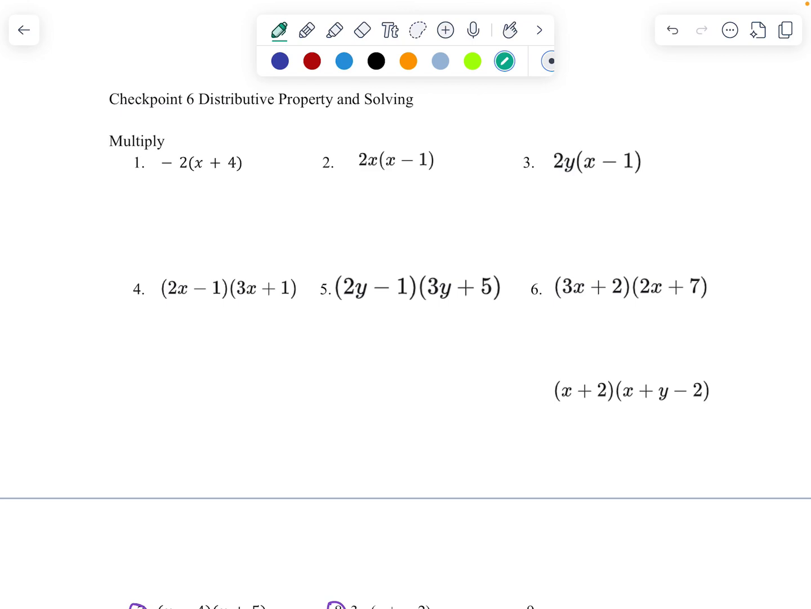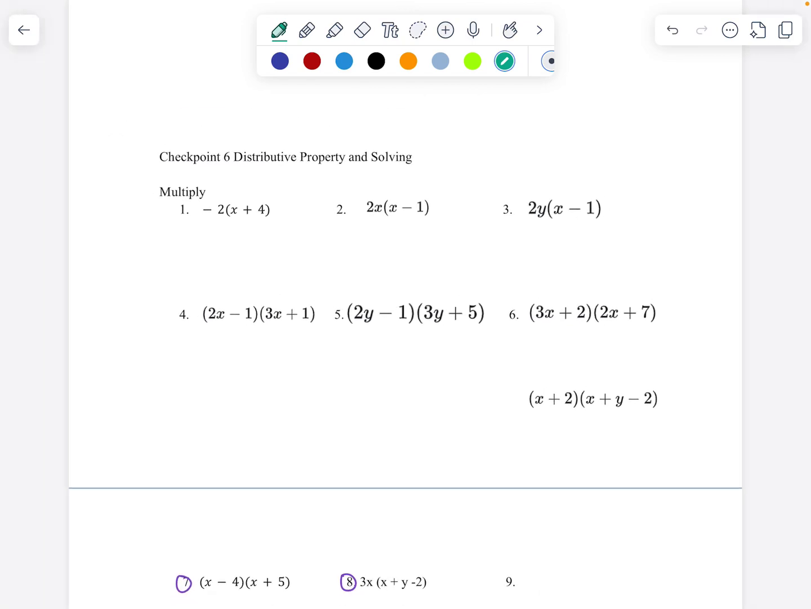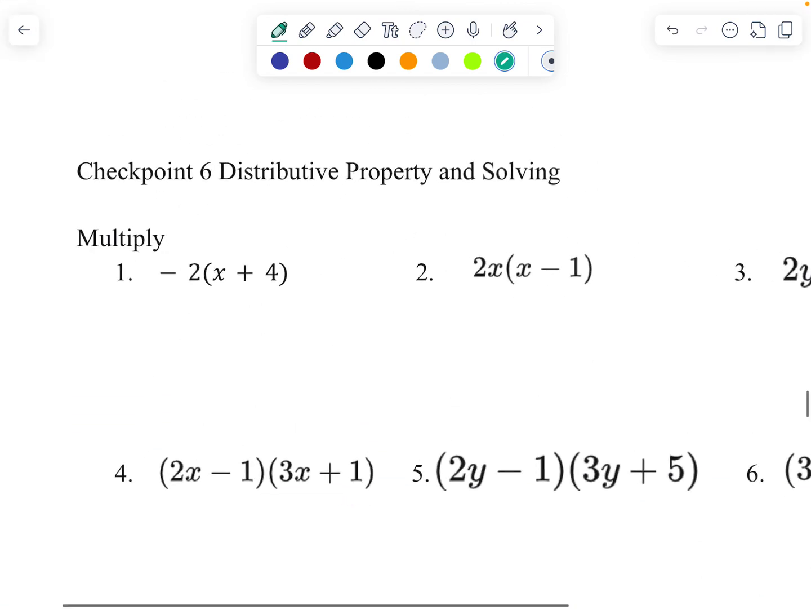All right, today's checkpoint is the distributive property and solving. Now when we are distributing, we are looking at whatever is in front of our parentheses. I always pretend that it's this person's birthday, so exciting. They are bringing treats to the class. And when you bring treats to the class, you have to bring treats to each person in your class.